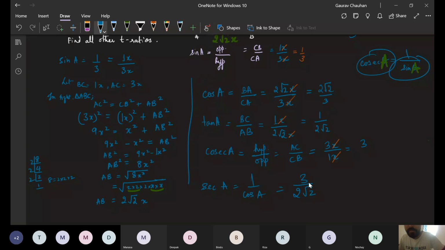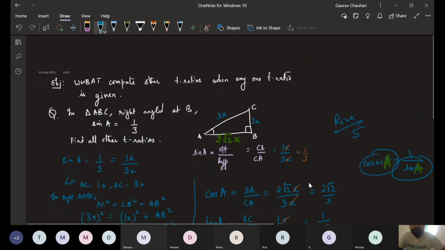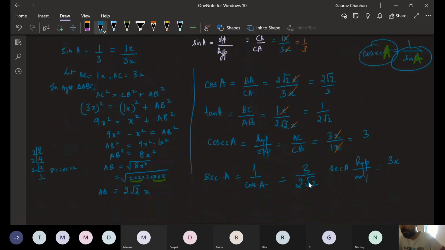We already have cos A and we know this has to be the reverse only. So directly you can write. You can go with the formula also. You can also write hypotenuse by adjacent. If you go through this, secant A is equal to hypotenuse by adjacent, you will get what? Hypotenuse is 3x, adjacent is 2 root 2x. Finally, x cancels, you will get 3 by 2 root 2. Same answer you will get. Okay, no difference.